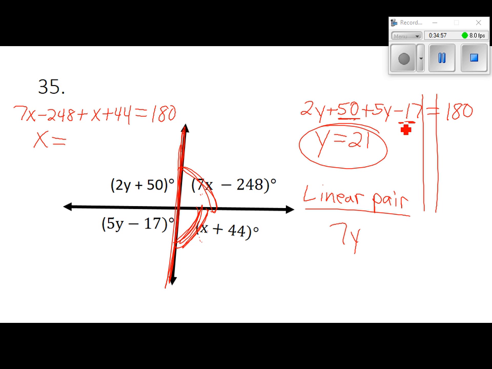48 is x. What do you think it was? 12. Anybody get what x is? 48. Does everybody agree with those two answers?